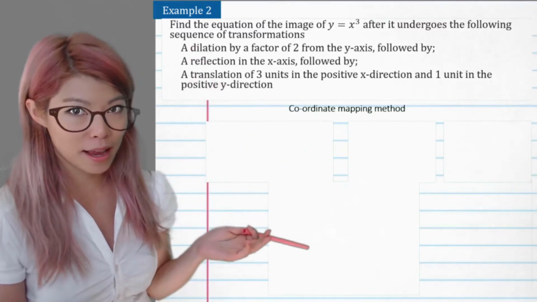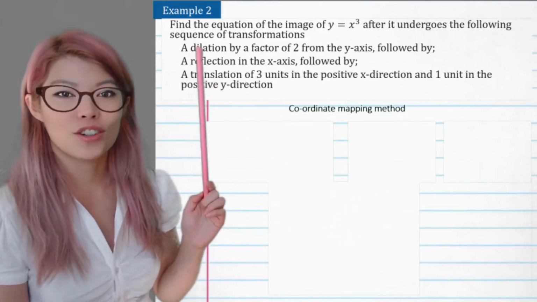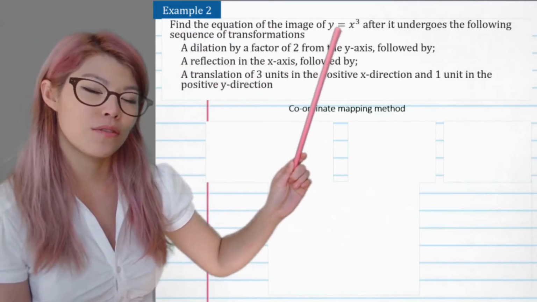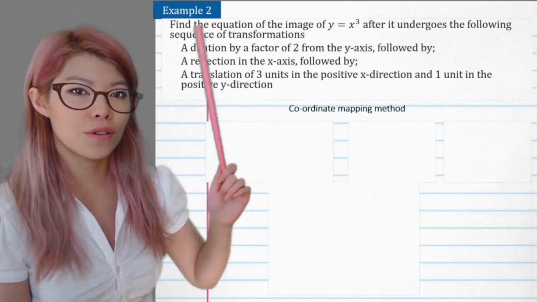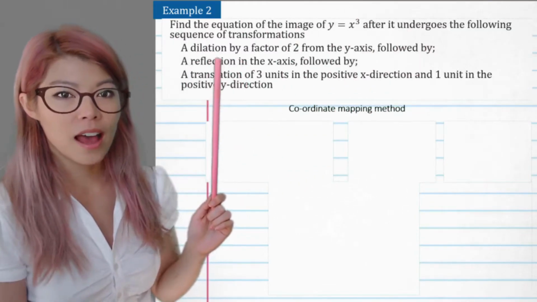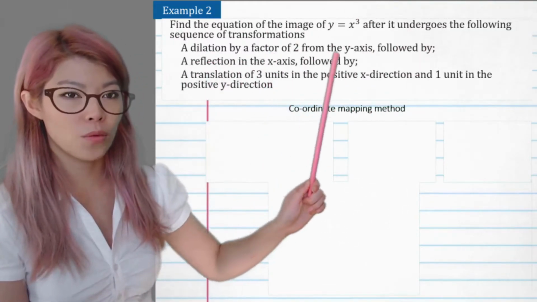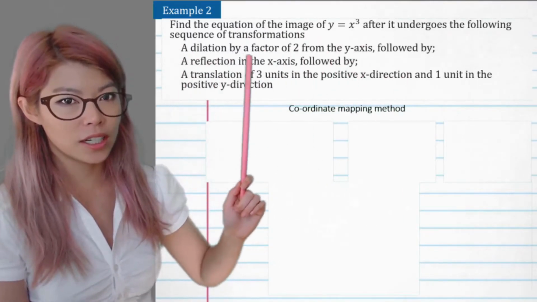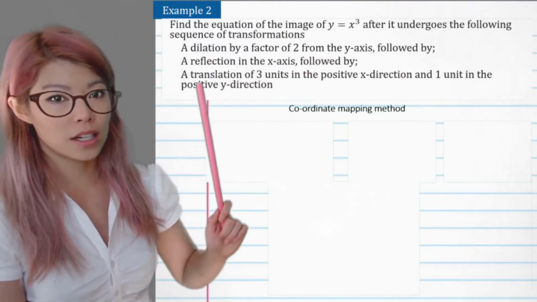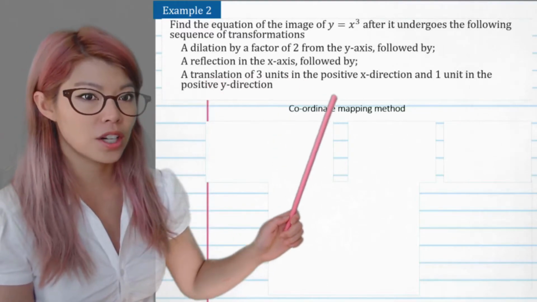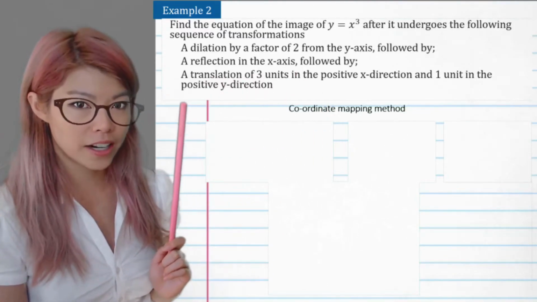Do we get the same equation? Let's try it. Find the equation of the image of y equals x cubed after it undergoes the following sequence of transformation. A dilation by a factor of 2 from the y-axis, followed by a reflection in the x-axis, followed by a translation of 3 units in the positive x direction and 1 unit in the positive y direction.